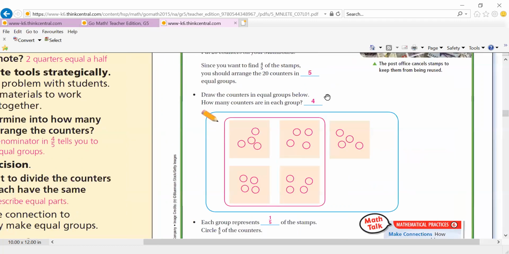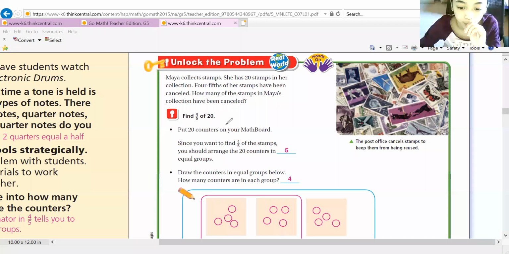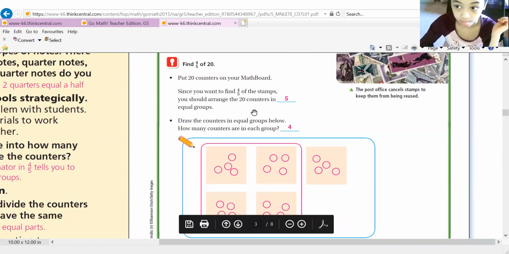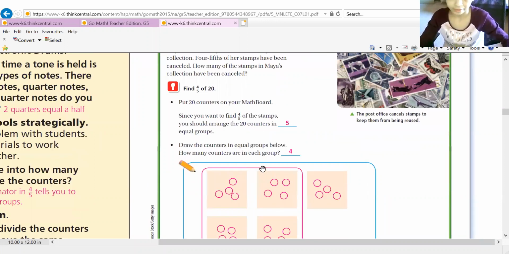Page number 421. Okay, so 4/5 of 20. I have my math board. I put 20 here on my board. Can you see? 1, 5, 4, 5, 4, 5, like that. 4/5 of 20. Each group has 4.